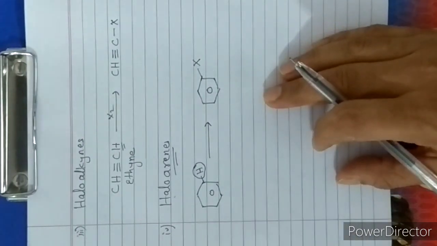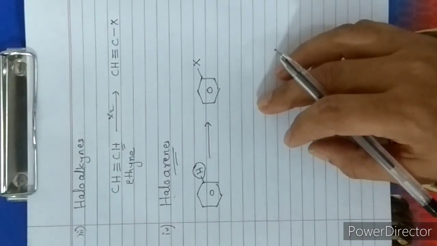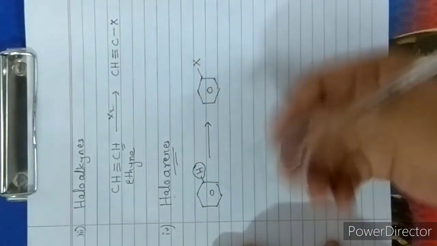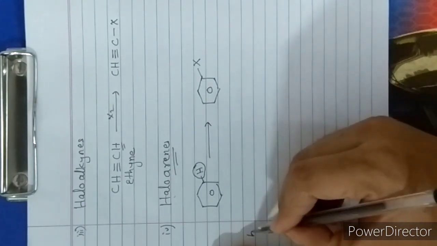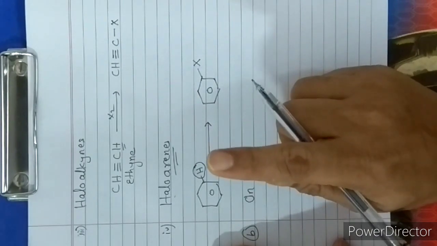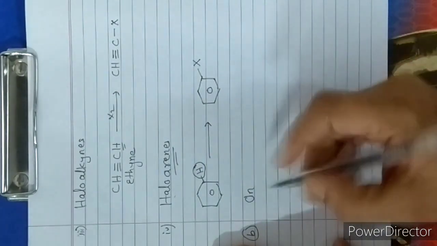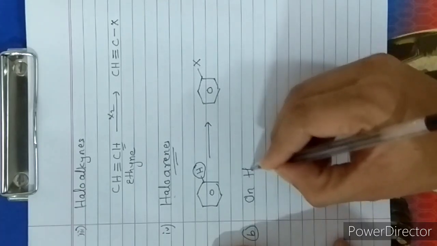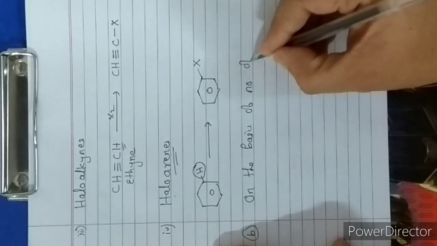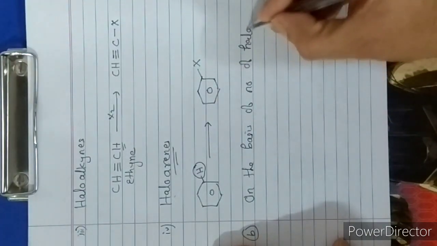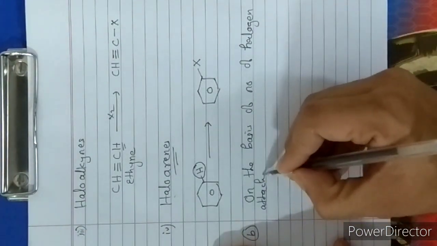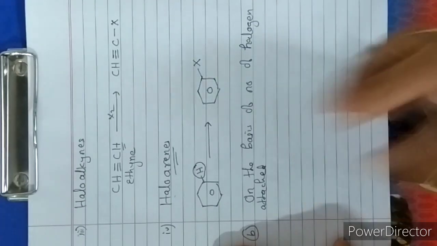Now the next classification is on the basis of number of halogen atoms attached. So the second classification is, the first classification was on the basis of hydrocarbon skeleton. The next classification is on the basis of number of halogens attached.